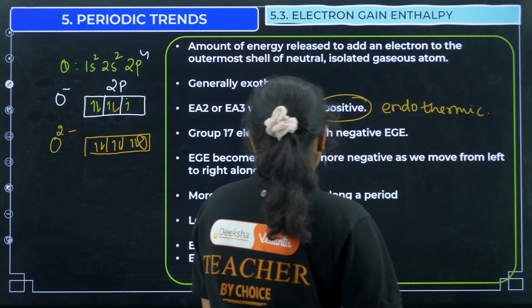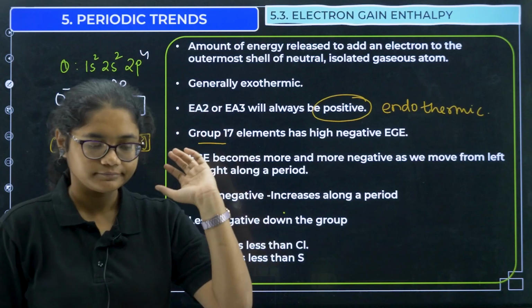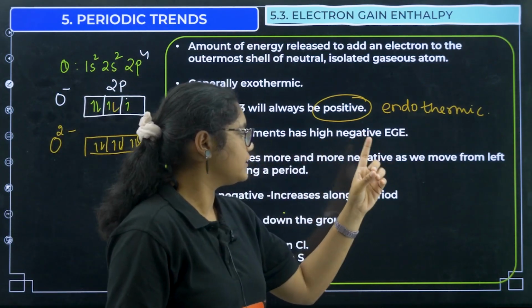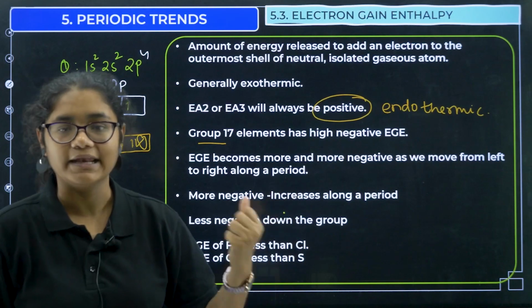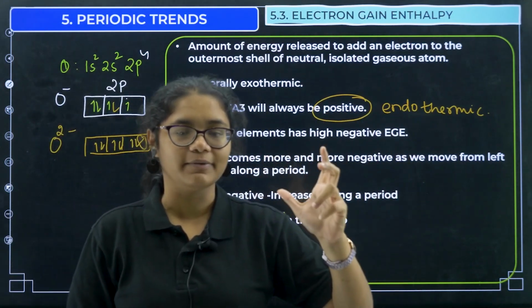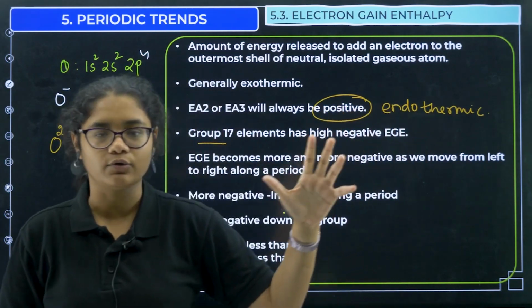Next, coming to group 17 elements. The halogen family elements have high negative electron gain enthalpy, meaning when an electron is added to the group 17 elements, they release a lot of energy. Very high negative electron gain enthalpy.